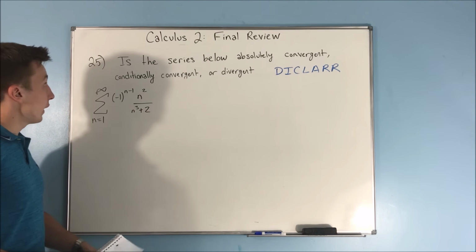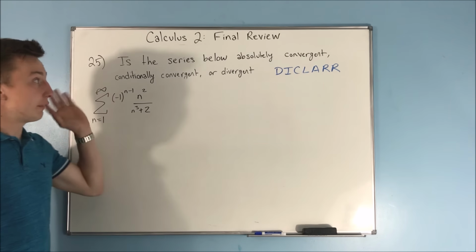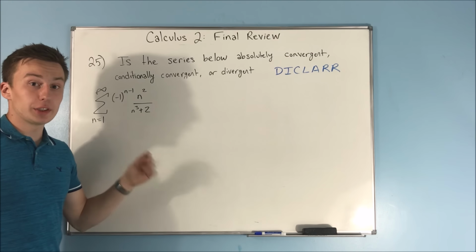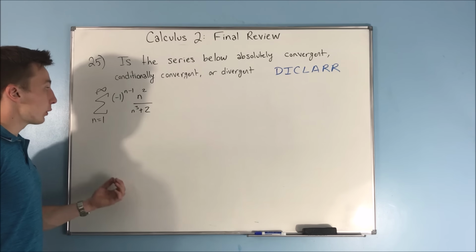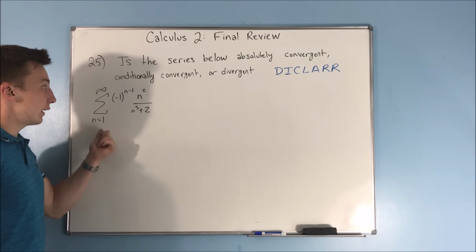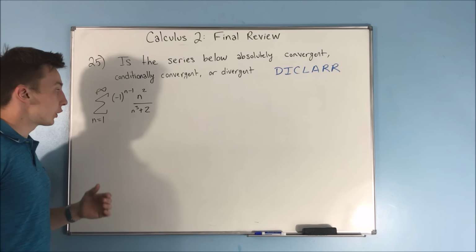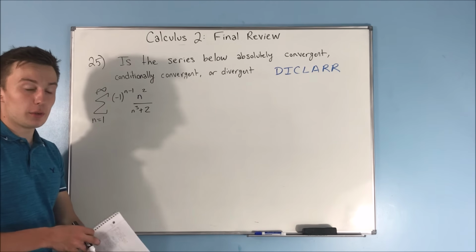Okay, so for our next problem, we again want to see if the series is going to be absolutely convergent, conditionally convergent, or divergent. And our series now is the sum from n equals 1 to infinity of negative 1 to the n minus 1 times n squared over n cubed plus 2.